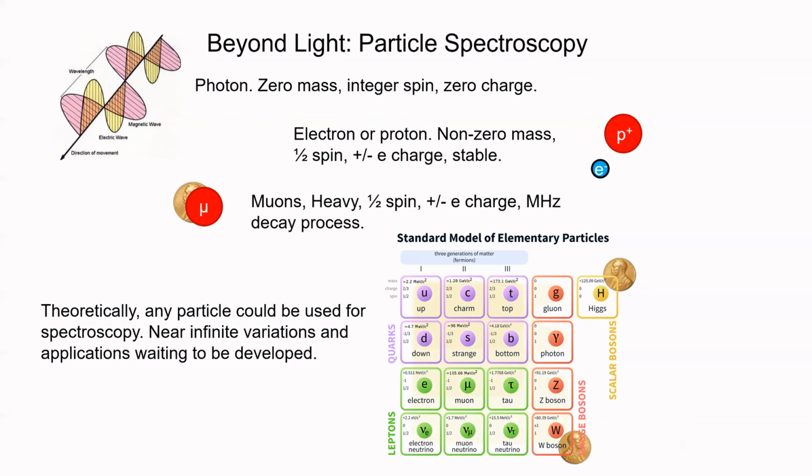And one of the ones we use ourselves in our research in Leeds is muon spectroscopy. Now, we don't have a muon source in Leeds. We have to go to the Paul Scherrer Institute in Switzerland, where they do have a muon source. And the reason we like using muons is that they are heavy, significantly heavier than an electron. They also have a half spin, and they can also have either plus or minus charges, depending whether it's a muon or an anti-muon. But they're not stable. So a muon will last for about 2.2 microseconds on average. So you have this sort of megahertz timescale decay process going on. And that turns out to be rather useful.